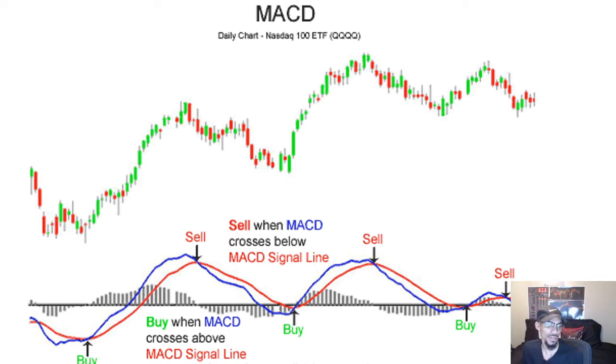Now, if you wanted to look at it a little bit closer, you can pay attention to the histogram. Remember I told you, the longer the bars are, the greater the space between these two lines. So this is just from personal experience right here. Right here, we've seen the buy, and we see that these lines are getting bigger and bigger.